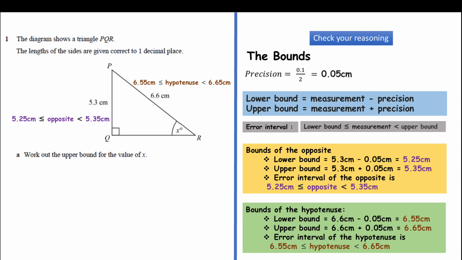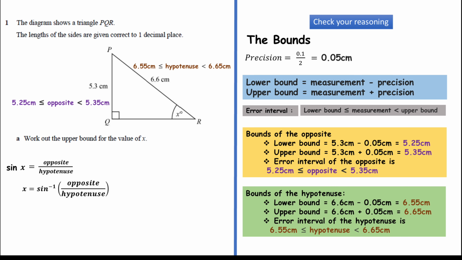So now that we've obtained the bounds of the opposite side and hypotenuse, we can think about how SOHCAHTOA can help us find the angle X. By using sine of X equals opposite over hypotenuse, we can work out the value of the angle X. Now, the value of the angle X we're looking for that's of interest to us is the largest possible value of X, the upper bound for the value of X.